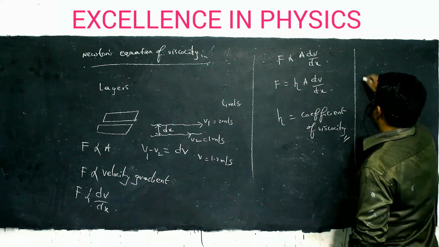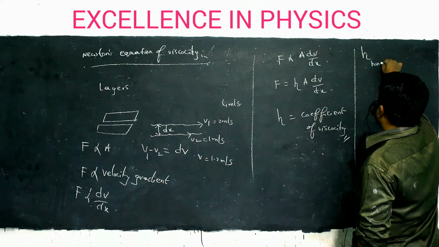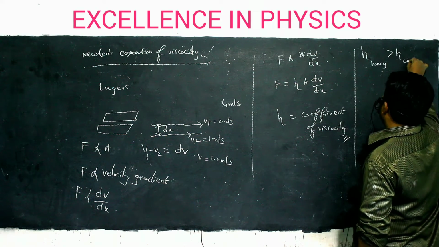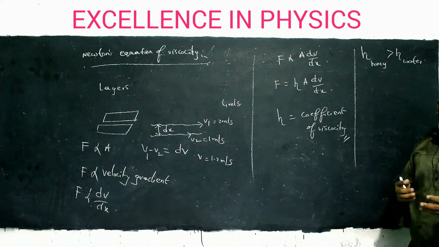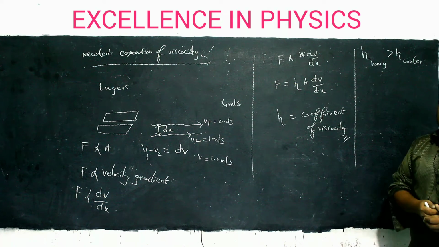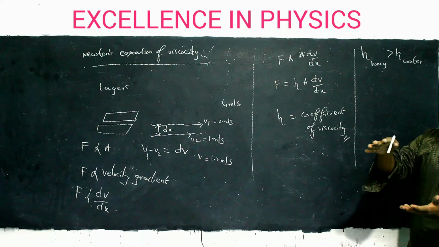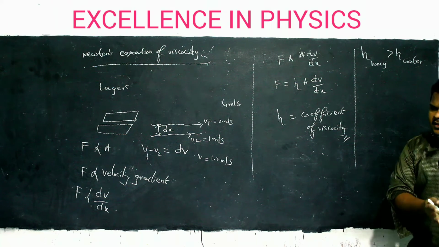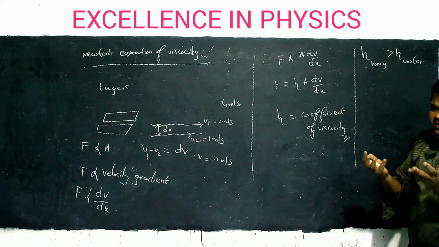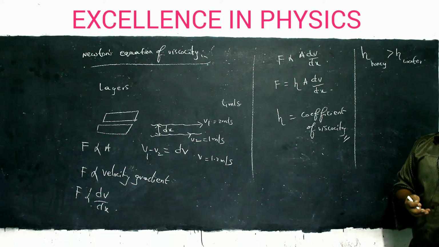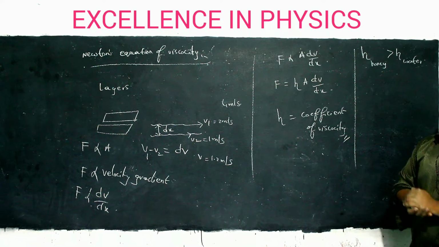So definitely I can say the eta value of honey is greater than the eta value of water. Honey is a very dense liquid, or you can say a very viscous liquid. Very easily it cannot flow. It means one layer of honey cannot flow easily on another layer of honey, because very strong forces of attraction will be present between one honey molecule and another honey molecule.